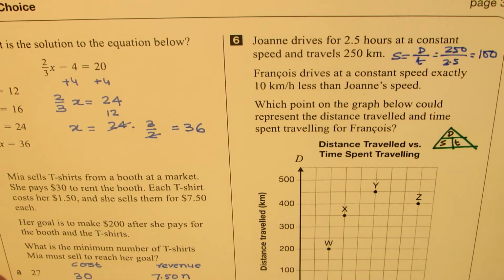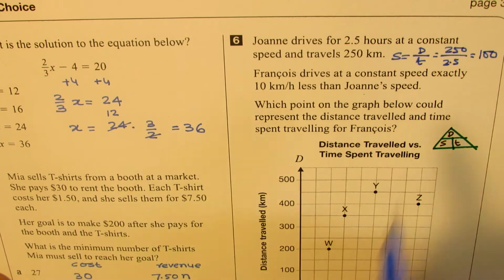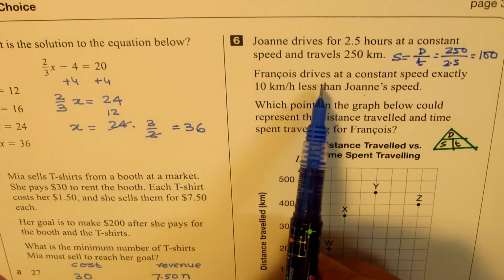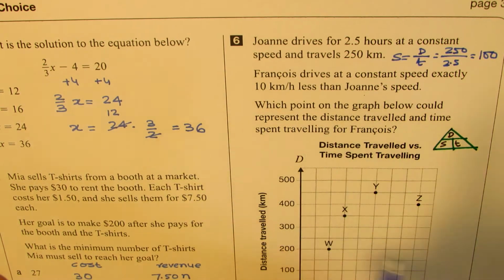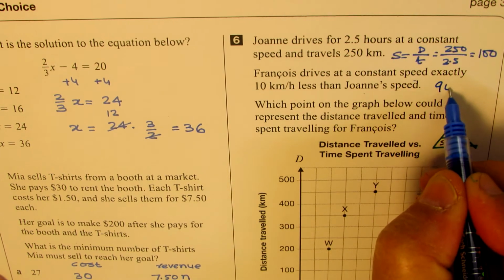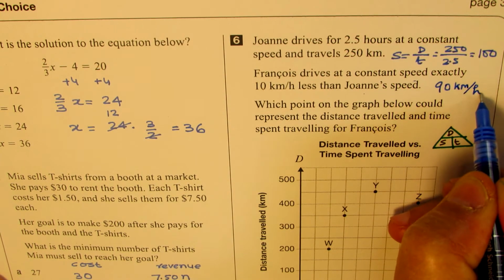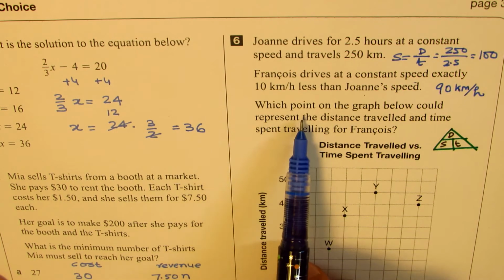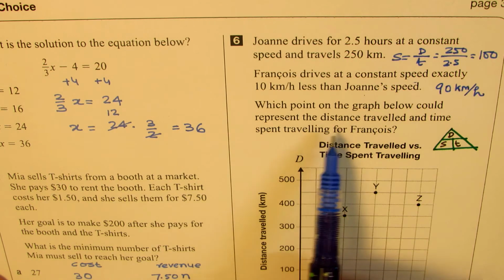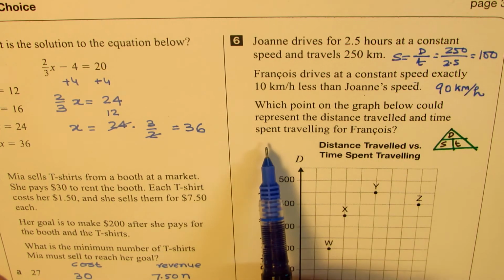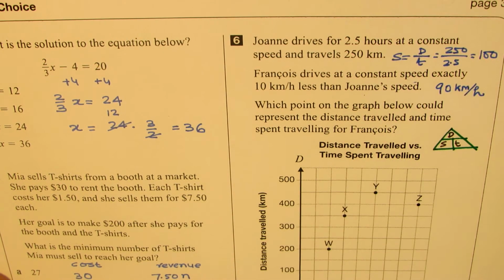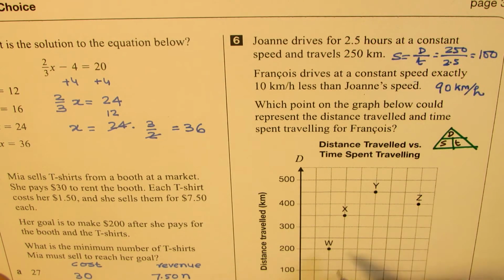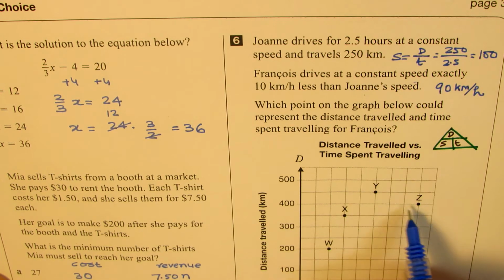You can use the decimal values to figure it out. Use calculator otherwise. Now, for Francis, the speed is 10 kilometers per hour less. That means the speed is 90 kilometers per hour. Is that clear to you? Right. Now the question is, which point on the graph below could represent the distance traveled and time spent traveling for Francis? Okay. So 90 kilometers per hour, we have to figure out which is the right point.